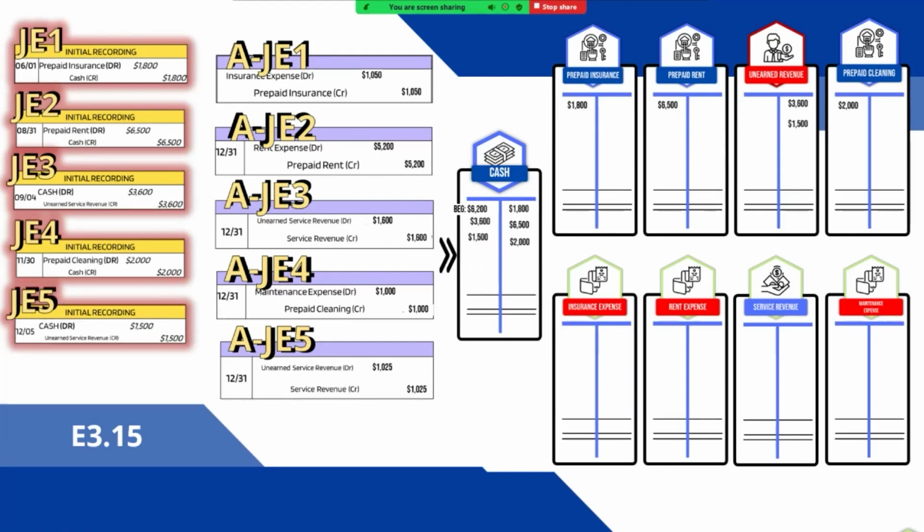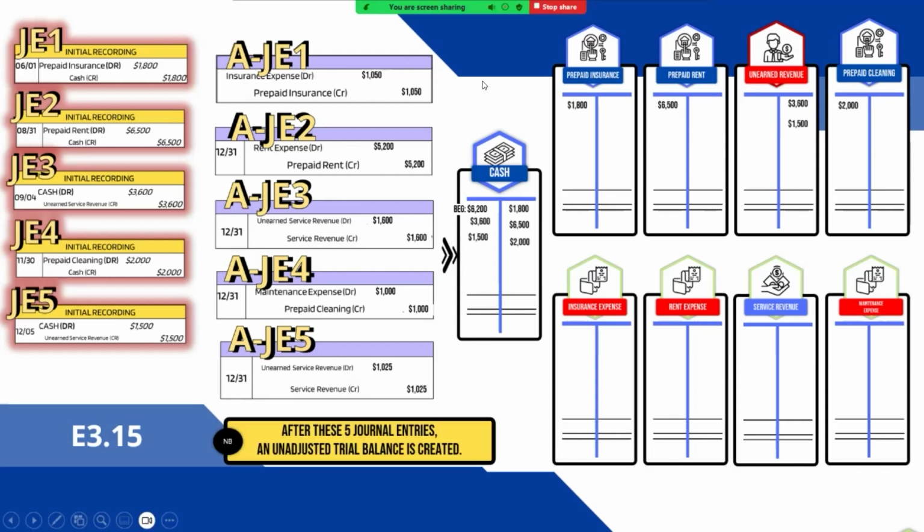And as you notice, we post the initial entries first because we post in chronological order. The adjusting journal entries happen at the end of the period, right? So we go to the next batch. After these 5 journal entries, an adjusted trial balance is created. And then finally, we create our adjusting entries.